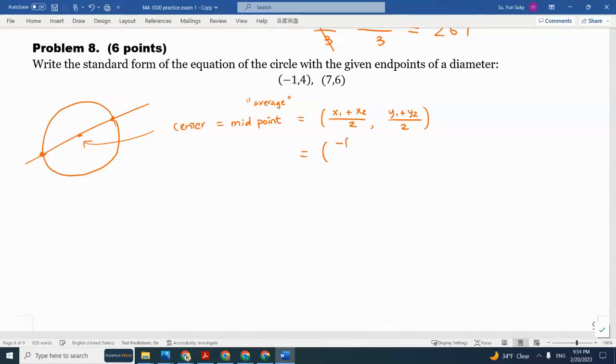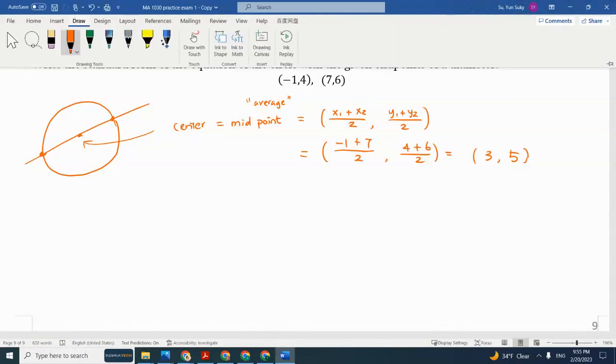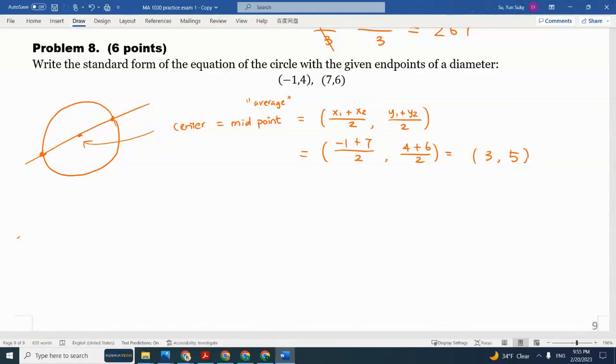So therefore, -1 plus 7 divided by 2, 4 plus 6 divided by 2. -1 plus 7, that is 6, divided by 2, 3. 4 plus 6 is 10, divided by 2, 5. So this is the center. Okay, everybody? And then you recall, what is the equation of a circle?